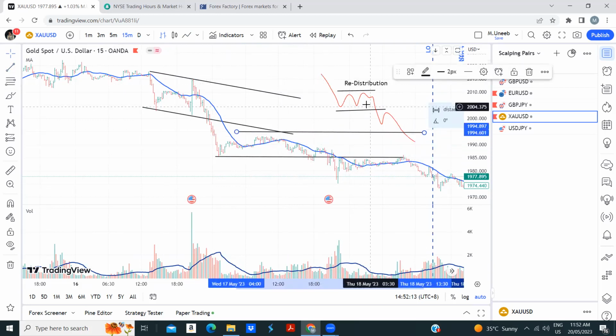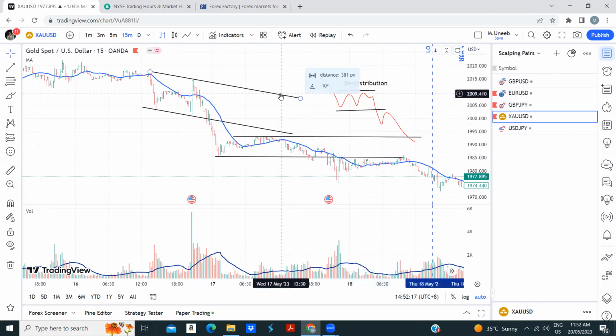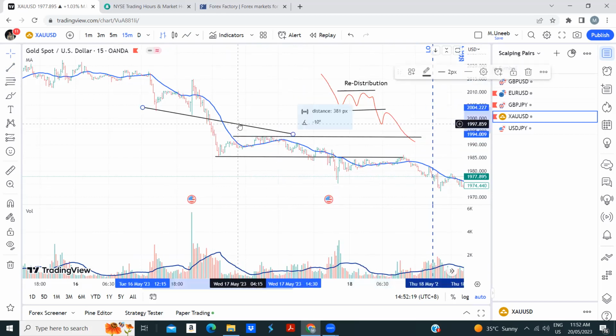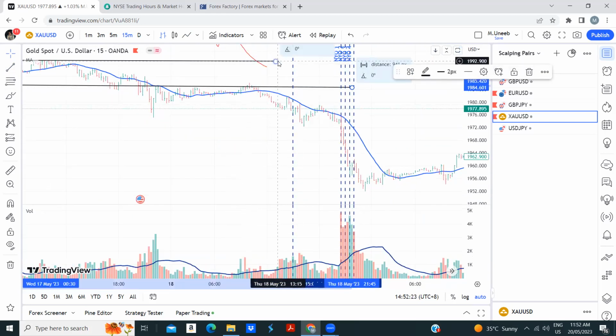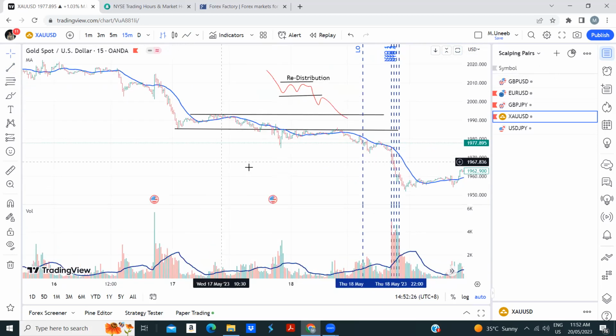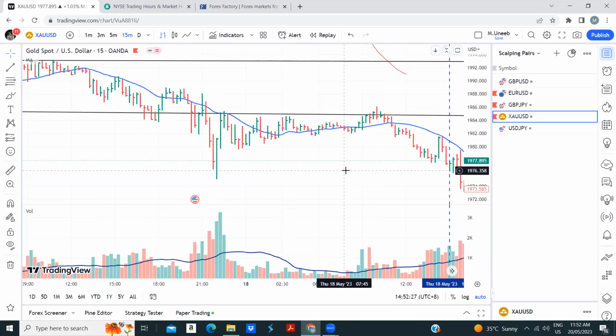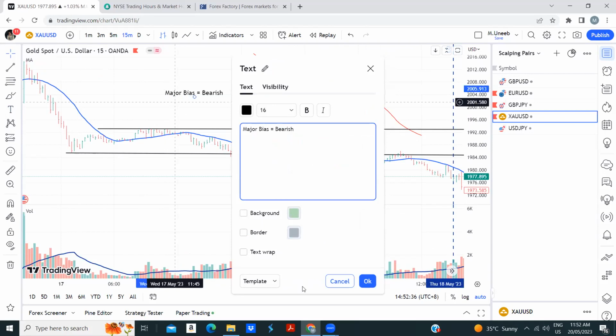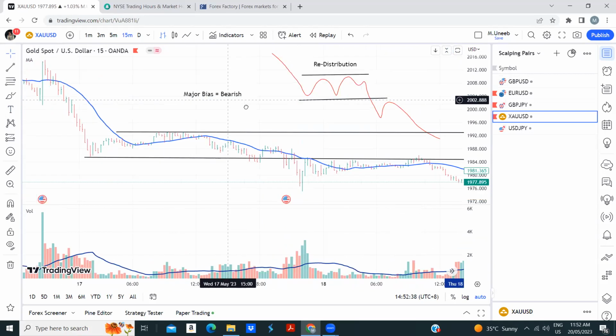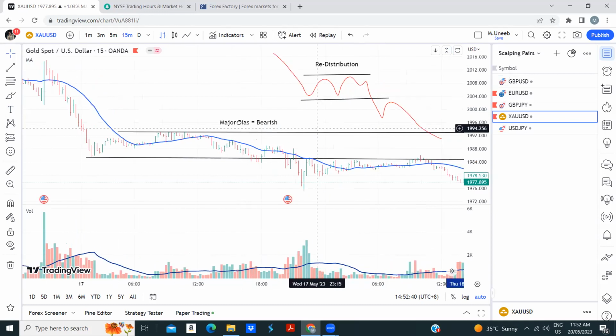The same structure, right? As I described here. Got it? So redistribution, what is the bias here before London Open? Bearish. The major bias is bearish. We have the major bias, which is bearish. Okay. So now we know that the major bias is bearish.